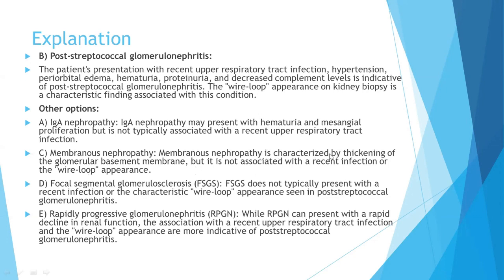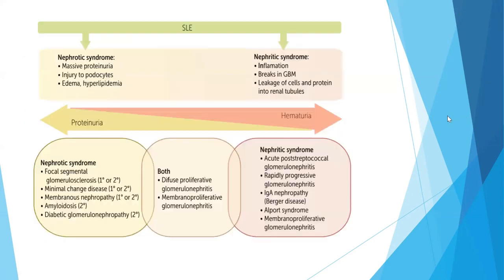Membranous nephropathy is characterized by the thickening of the glomerular basement membrane. Focal segmental glomerular sclerosis does not typically present with a recent infection or the characteristic wire-loop appearance. RPGN can present with a rapid decline in the renal function. The association with the recent upper respiratory tract infection makes PSGN more likely.